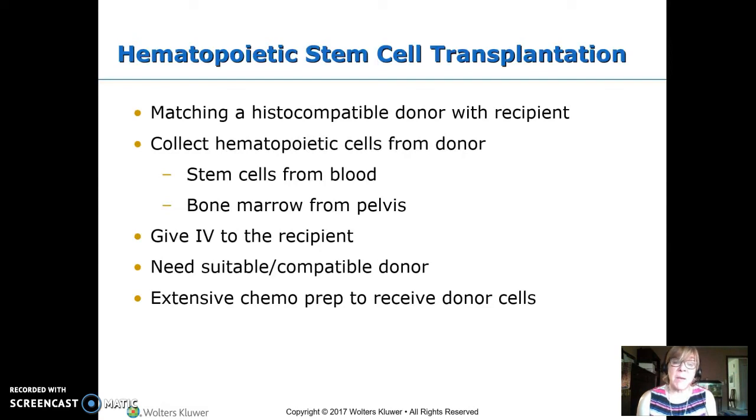But we need to make sure that it's a compatible donor, and before they get it, we totally wipe out their own marrow.